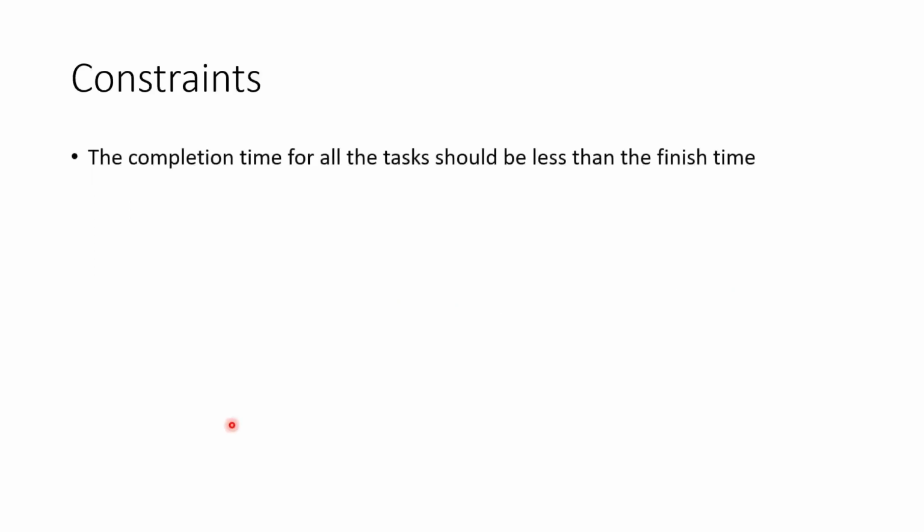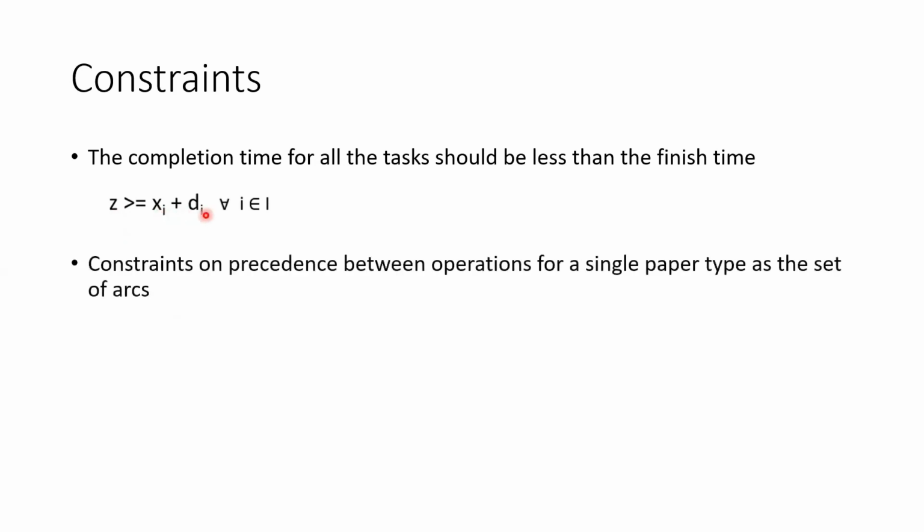The constraints are that the completion time for all the tasks should be less than the finish time. The finish time, as we have defined, is Z, which should be greater than the start time of all the tasks plus the duration of all the tasks. The second constraint is the precedence condition for a single paper type at the set of arcs. So an operation on a single paper should have a start time which should be greater than or equal to the start time of the preceding operation plus its duration.